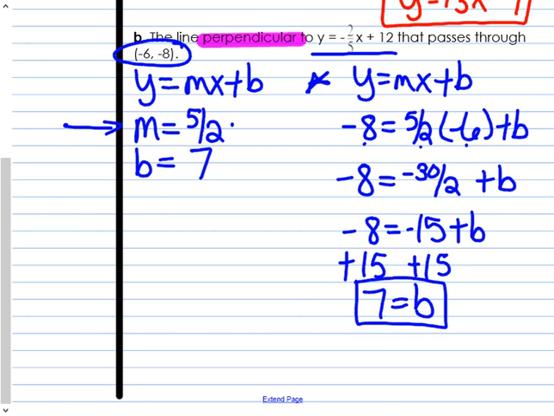There's my b. Now I need to write the equation of the line. y equals mx plus b. My slope is 5/2, x, plus b. And you want to double check. The original slope was -2/5. My slope is +5/2. Are those opposite reciprocals? Yes, they are.